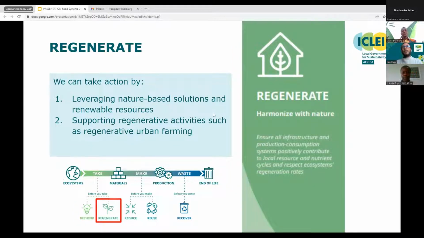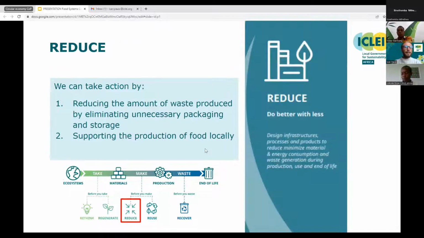The second being regeneration, which is very much about developing systems to coexist in harmony with nature. Critical actions for streamlining this include leveraging nature-based solutions that are also really a growing phenomenon, and then also supporting regenerative activities such as regenerative urban farming and really supporting the urban farming sector by, for instance, collecting waste from households, restaurants, retail outlets, and redistributing it to urban farms to regenerate the waste almost as a part of the greater system.